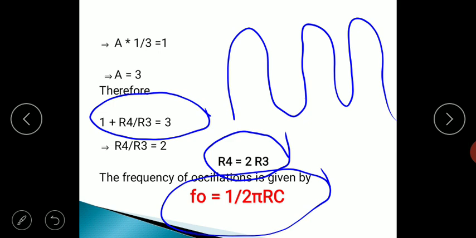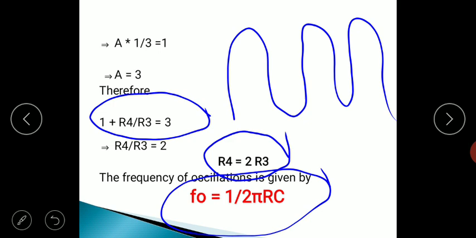The frequency of oscillation of the RC phase shift oscillator and the Wien bridge oscillator is almost the same. In the RC phase shift oscillator we have the additional term of √6, that is 1/2 pi √6 RC, whereas for the Wien bridge oscillator it is 1/2 pi RC, and that's why the frequency of oscillation entirely depends on the values of R and C, and hence these oscillators are called RC oscillators. So that is about the two oscillator circuits, the RC phase shift oscillator and the Wien bridge oscillator.